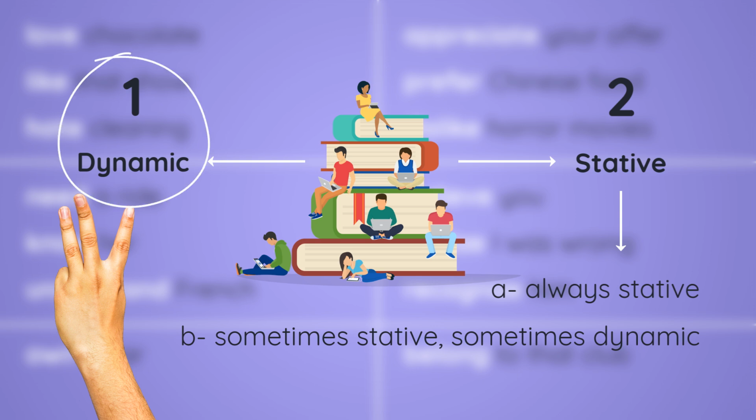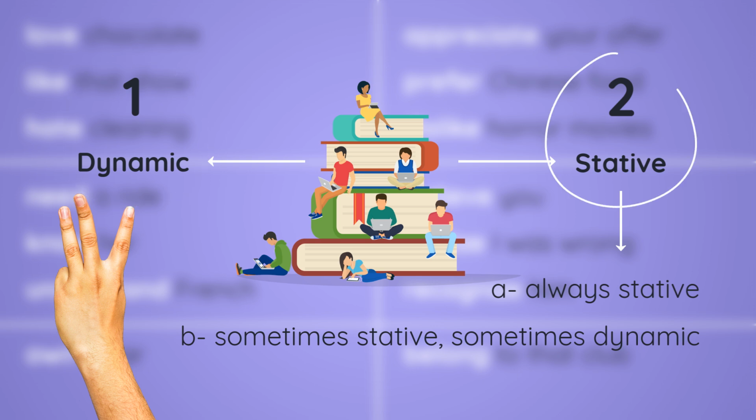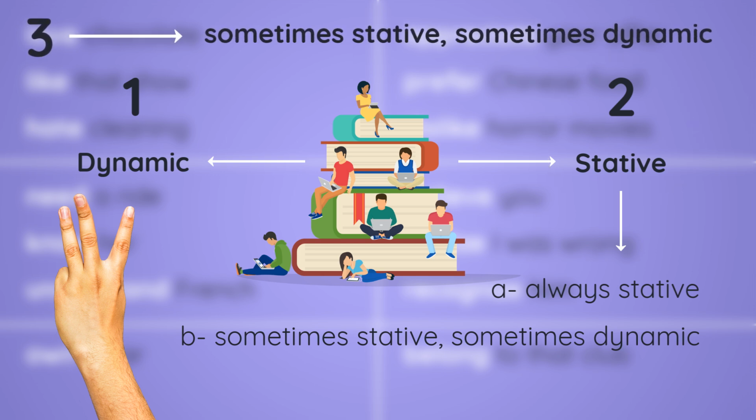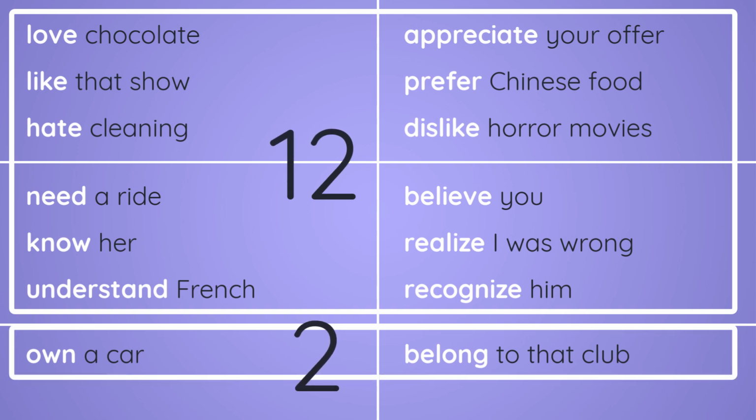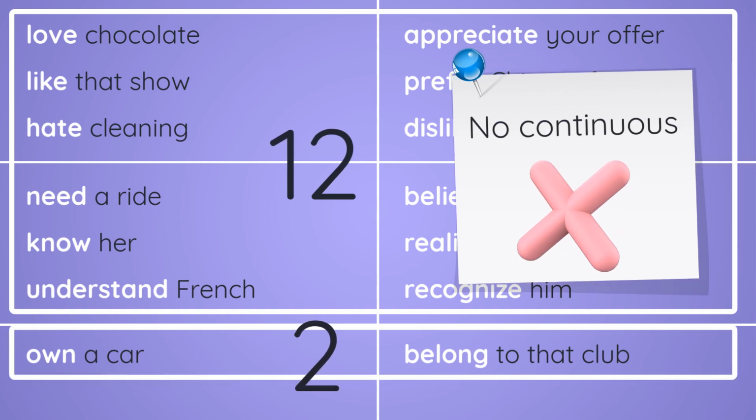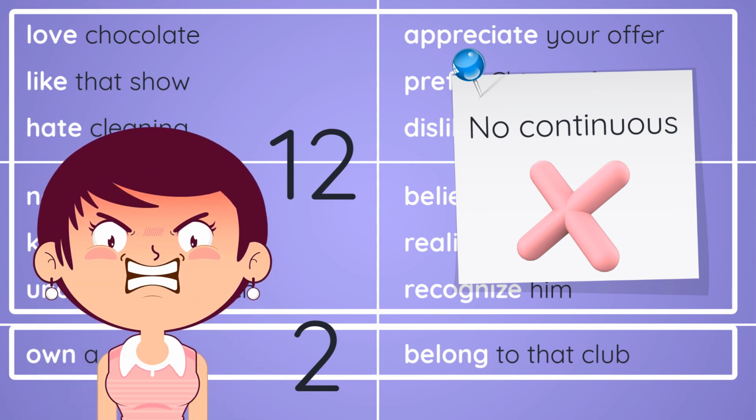The verbs which are always dynamic, the verbs which are always stative, and a few verbs which we didn't cover and are not going to cover in this lesson, but which you know can sometimes be stative and sometimes be dynamic. Now let's look at 12 plus two bonus verbs that are never used in the continuous form. So in case you're using them that way, it's not going to happen anymore.